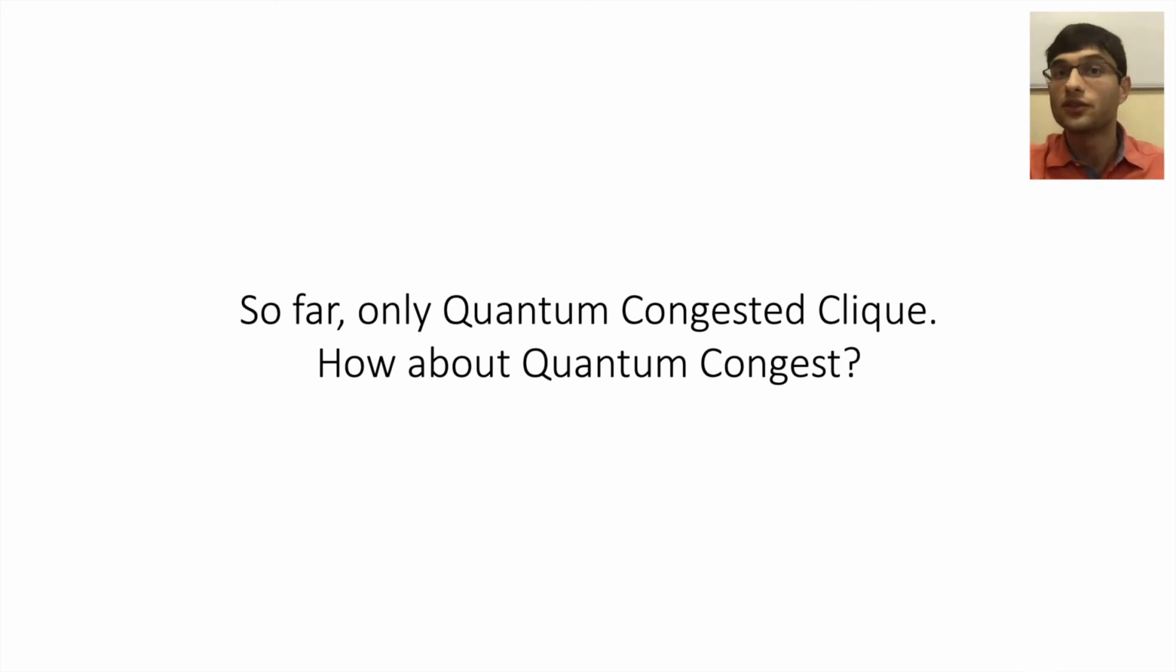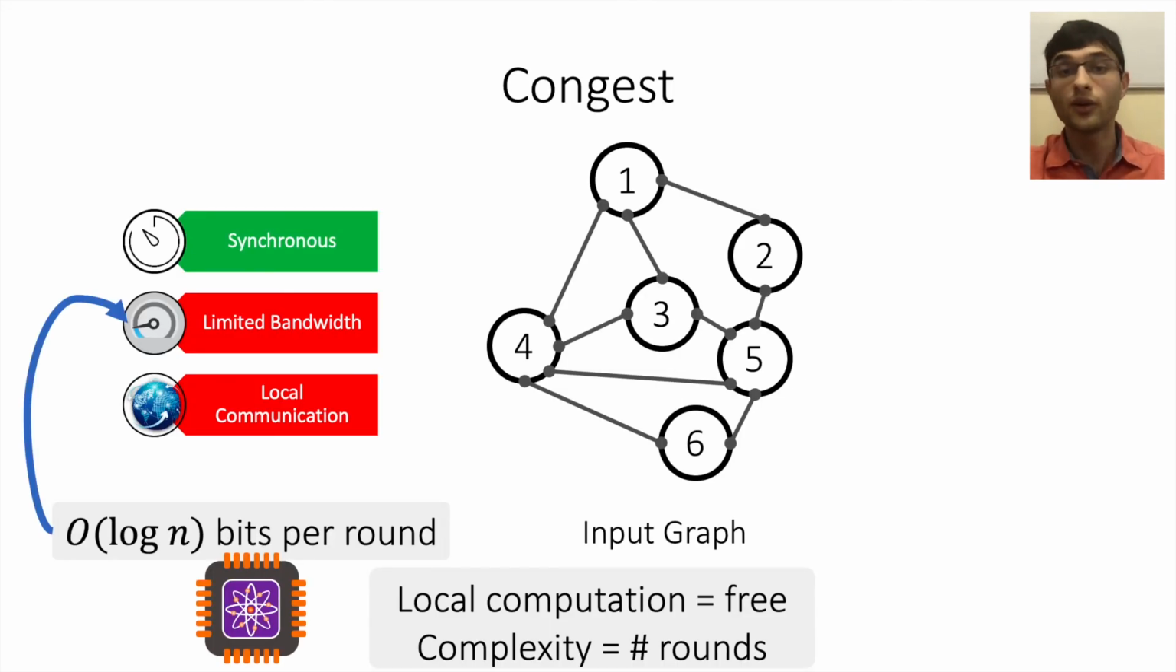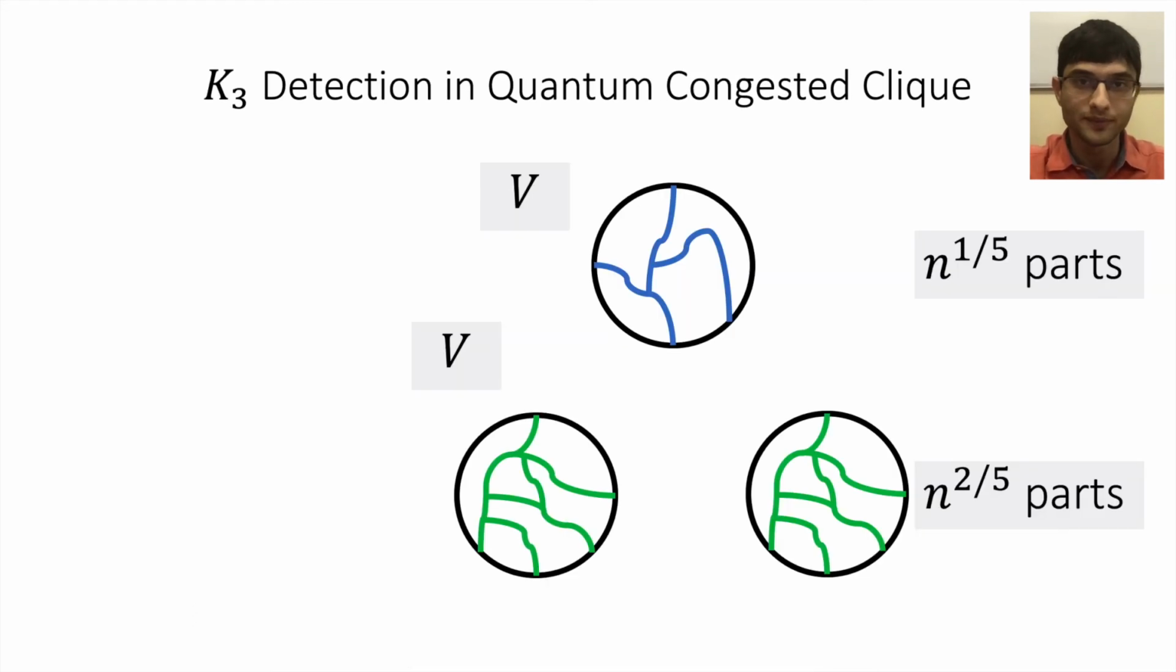Okay, so far we just talked about the quantum congested clique. How about quantum congest? What happens there in the much weaker model? So in the congest model, recall that in the congested clique, every 2 nodes can send a message to one another, and in the congest, every neighboring nodes can send a message to one another.